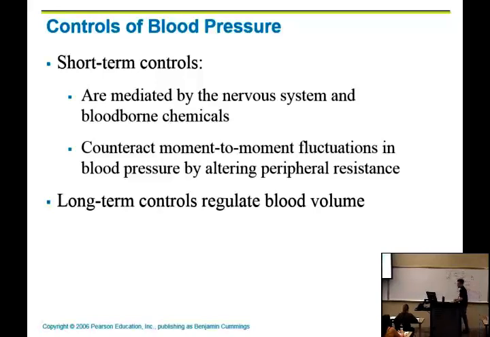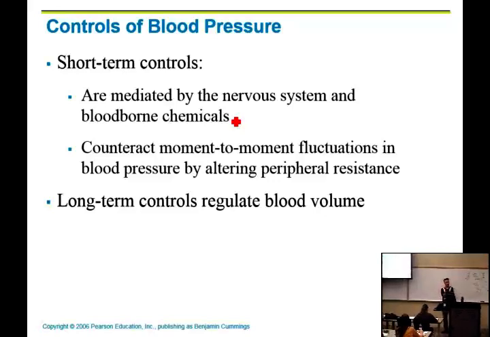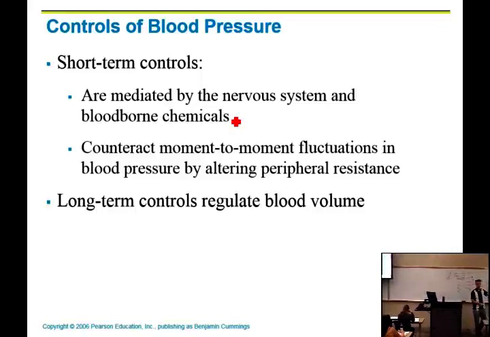So what we find is that there are some short-term controls as well as long-term controls, and some of them are going to be nervous, some of them are going to be hormonal, and some of them are actually local controls, little chemicals that are released from a local area which says, in that area right now, I need some more blood flow. Like for instance, if I have a cut on my forearm right here, we know there's all kinds of things that are going on specifically right there.